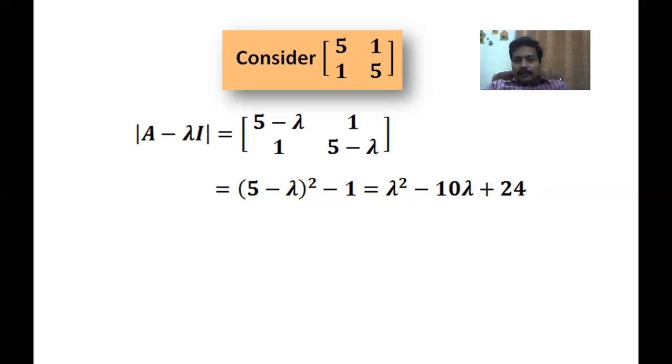Here we can observe that this 10, of course here it is minus 10, is nothing but the trace of the matrix. 5 plus 5 is 10. And this 24 is the determinant of the given matrix. 25 minus 1, that is 24. So it is lambda square minus trace times lambda plus determinant of the given matrix. This is the characteristic equation.